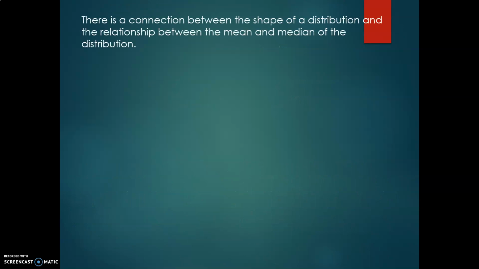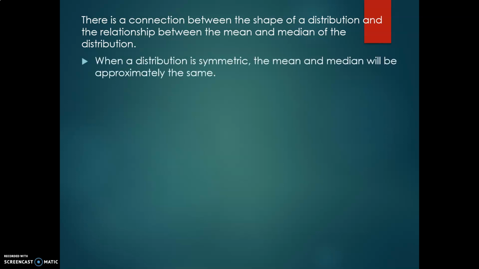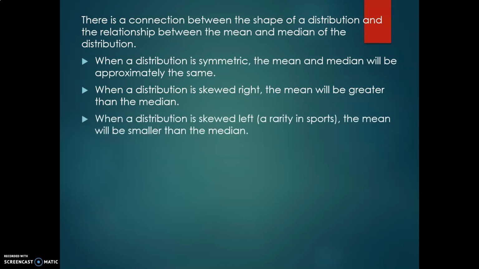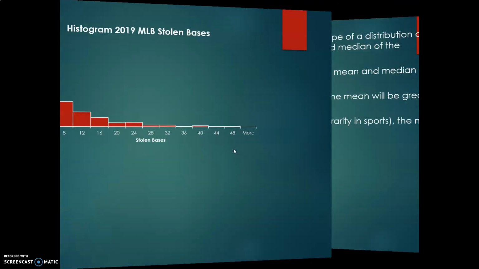So the shape of the distribution, if you remember back, skewed right, skewed left, symmetric, has a relationship between the means and the medians of the distribution. When the distribution is symmetric, the mean and the median will be approximately the same. When a distribution is skewed to the right, the mean will be greater than the median. And when the distribution is skewed to the left, which does rarely happen in sports, the mean will actually be smaller than the median.